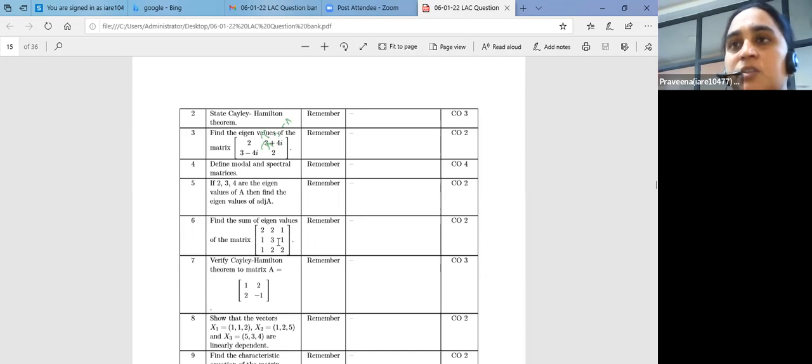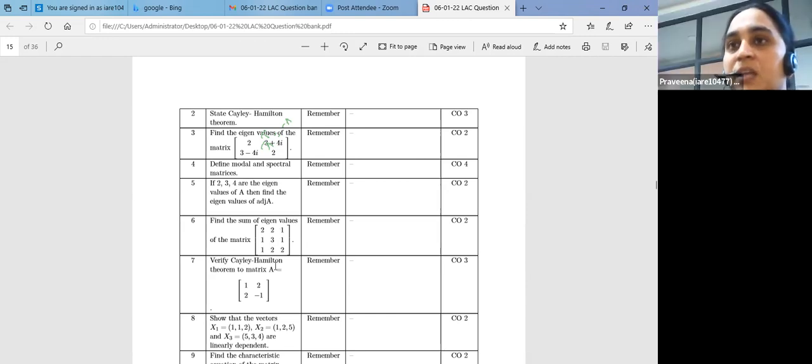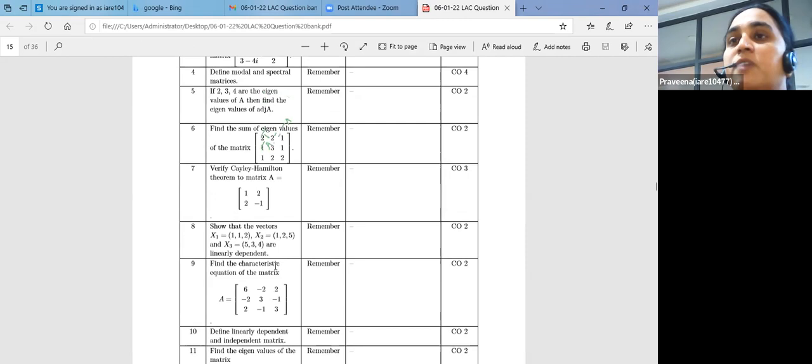Okay. Next, 6th question, find the sum of the eigenvalues of the matrix. Sum of the eigenvalues is equal to what? Tell me. Trace of A. Okay, that's the 6th question. And the 7th question, verify the Cayley-Hamilton theorem for matrix A. Okay, this is also very simple.